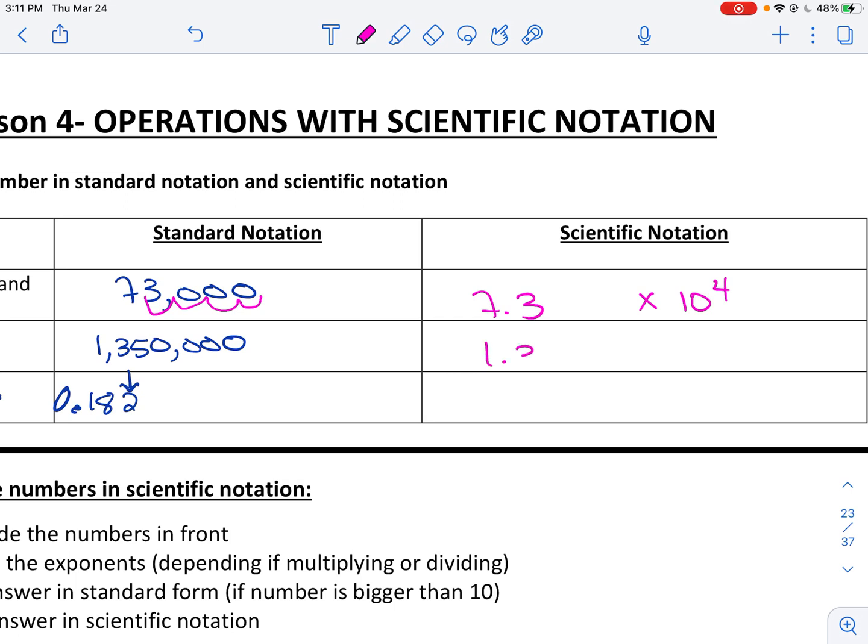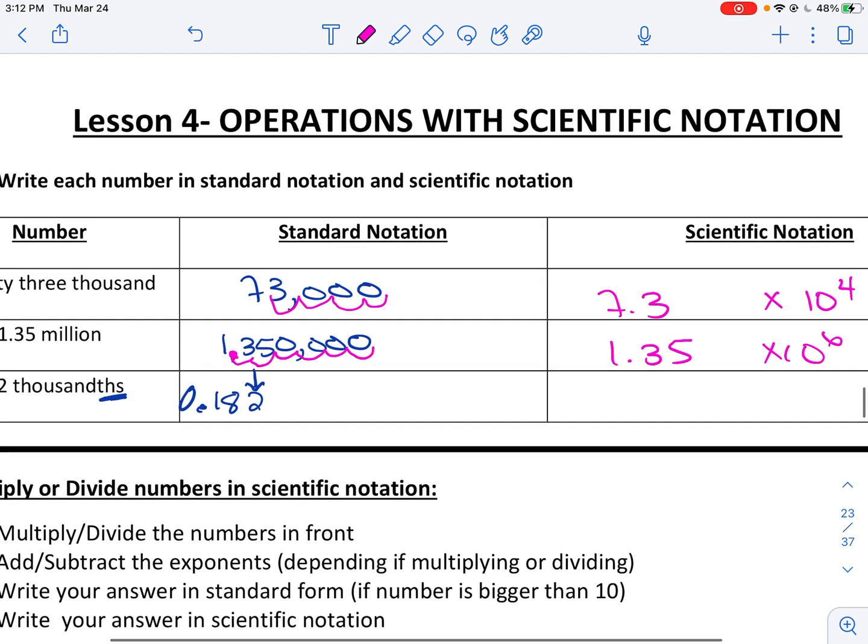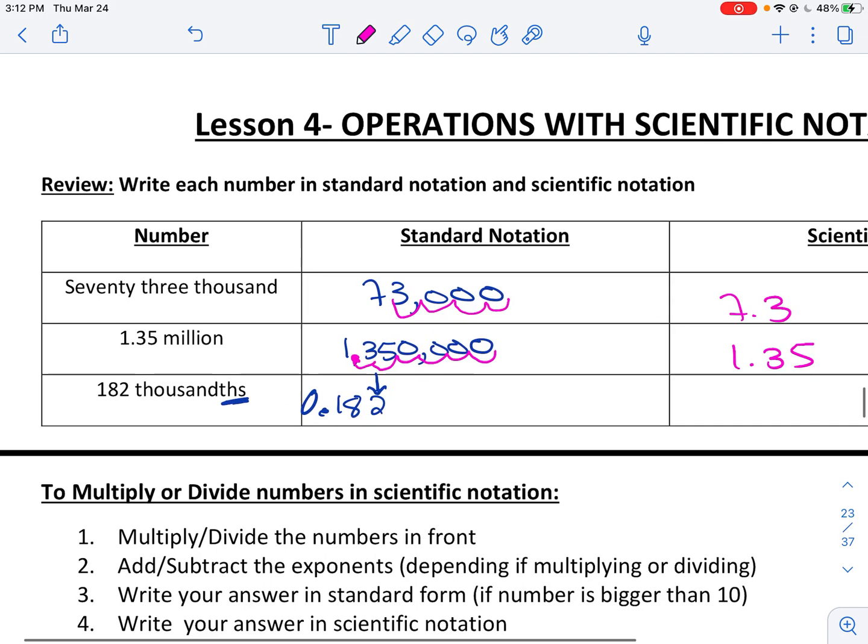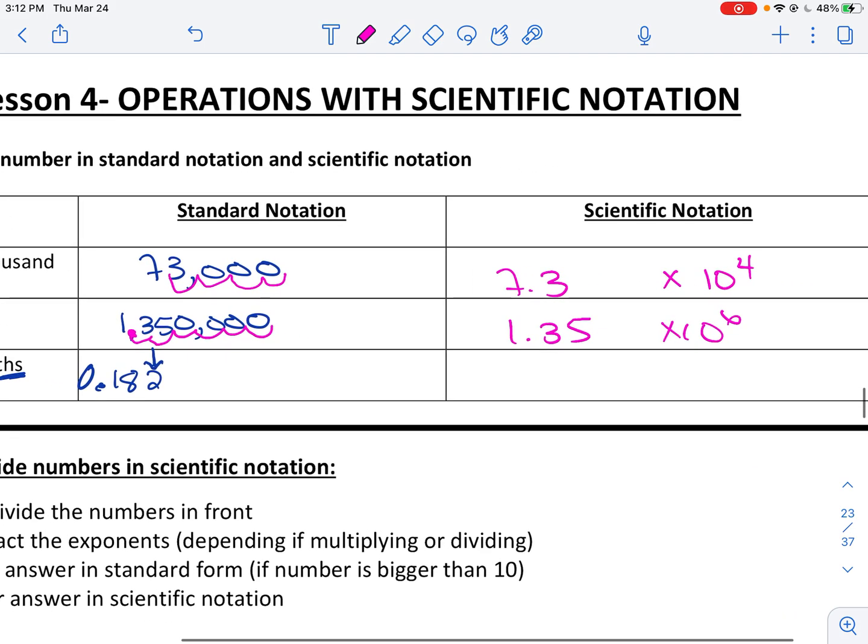This next one, 1.35, because I put a decimal point right here. I've moved my decimal over 1, 2, 3, 4, 5, 6. So 10 to the 6th. This one, I went from 182. I made it, it's a decimal spot. I need to move it over. So 1.82, but that is lower than 1. So that's negative exponent. We only moved the decimal spot one time.